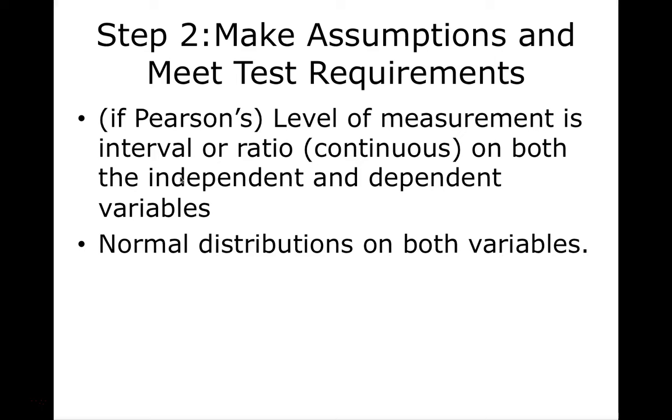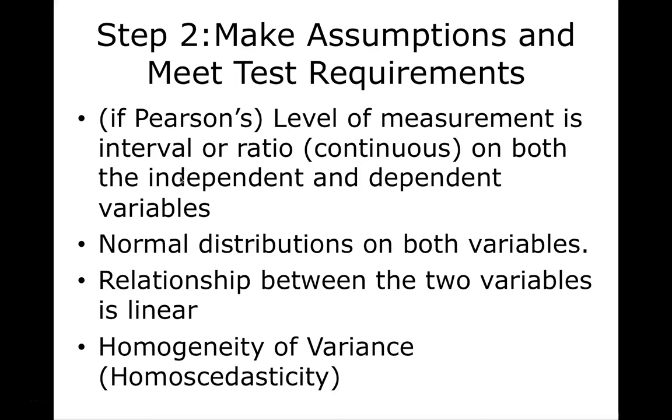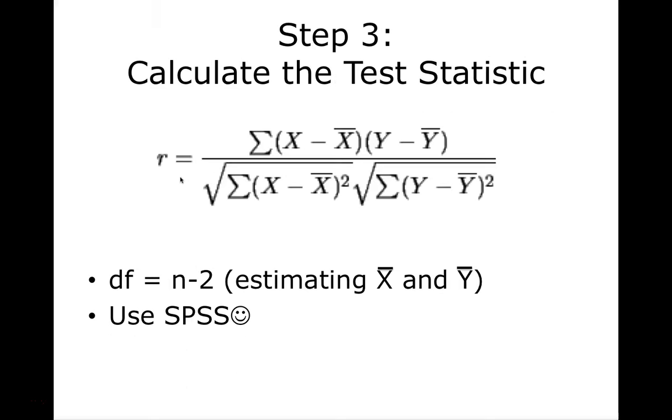There's a little bit of wiggle room in here, but the great thing about correlation analyses is that we have some non-parametric examples of correlation analyses that we can use if our data are not normally distributed. We want to check and make sure that the relationship between the two variables, again, is linear. And we want to check for homogeneity of variance or homoscedasticity.